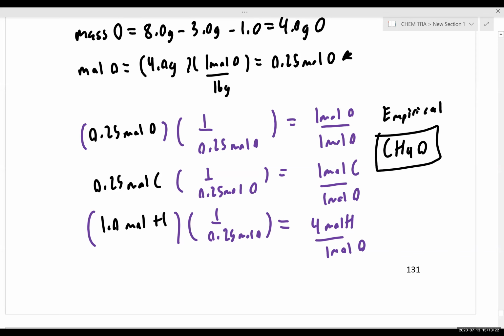Does this look familiar to everyone? Does everyone remember this method of calculating empirical formulas all the way from chapter 4? Once we got the moles, does this look very familiar to everyone?